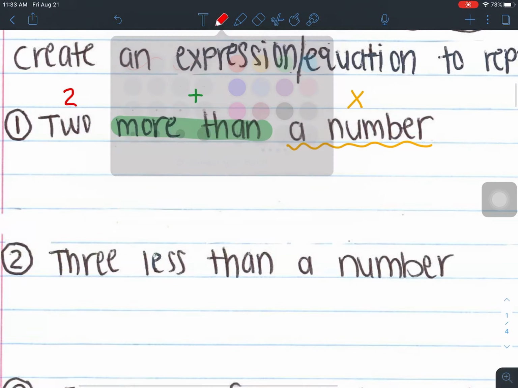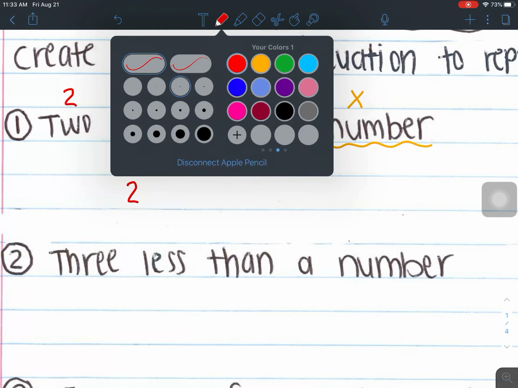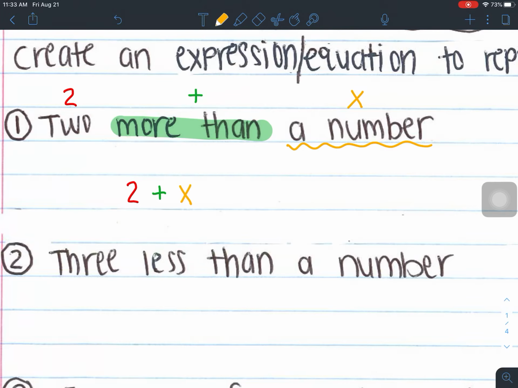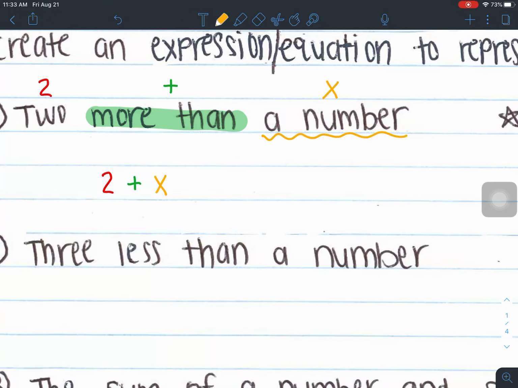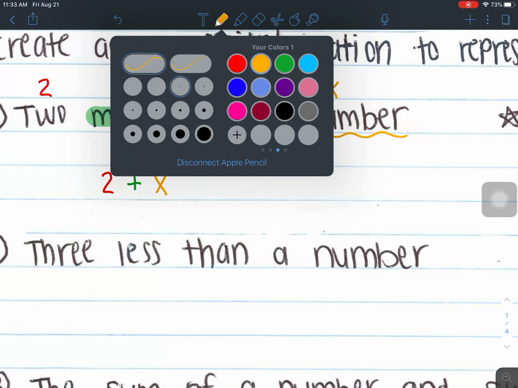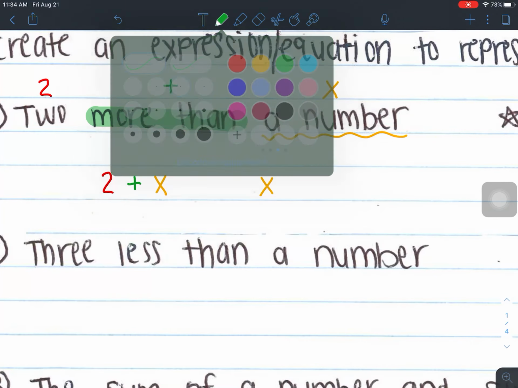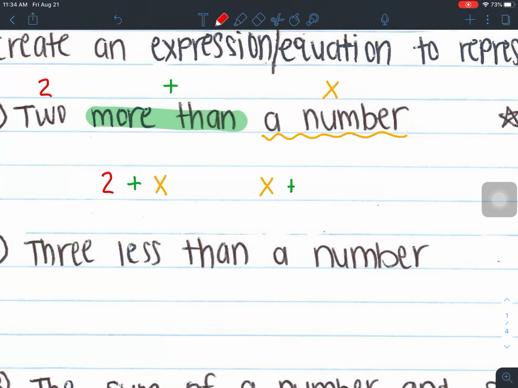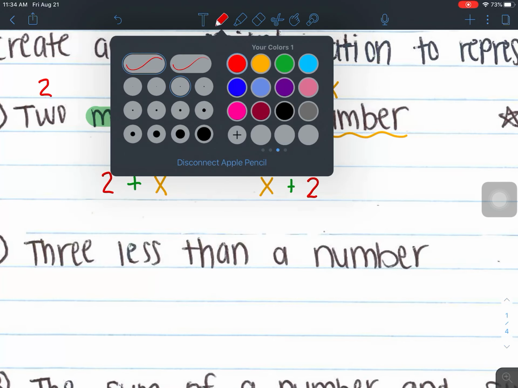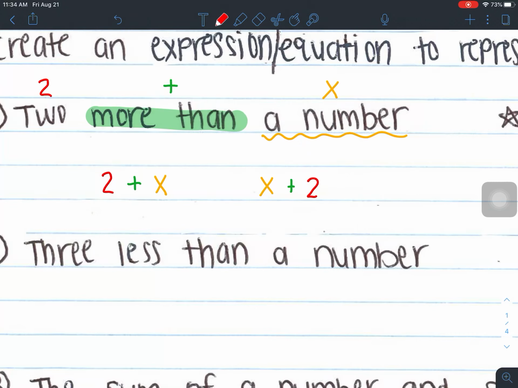Okay, so if I were to translate this, technically I have 2 plus x. 2 plus x, 2 more than a number. However, because more than is a turnaround word, it's going to take whatever was at the front and turn it around and put it at the back. So it's going to reverse the order of things. So instead of the 2 being at the front and the x being at the back, you're going to have an x at the front, and your 2 is going to be sent to the back because it's being turned around.